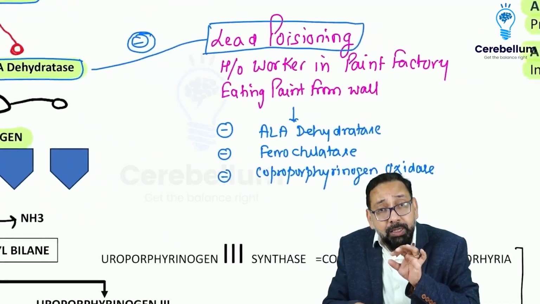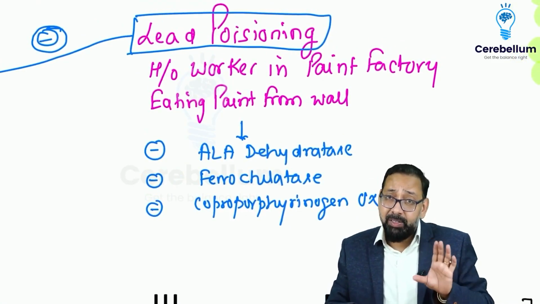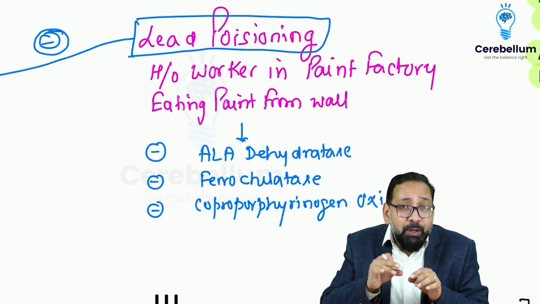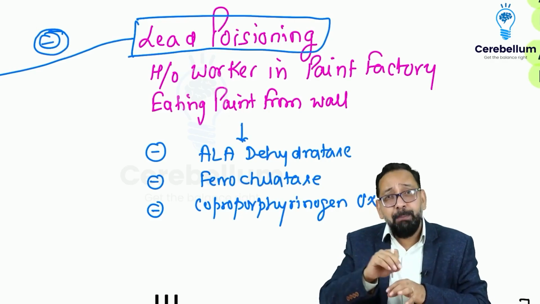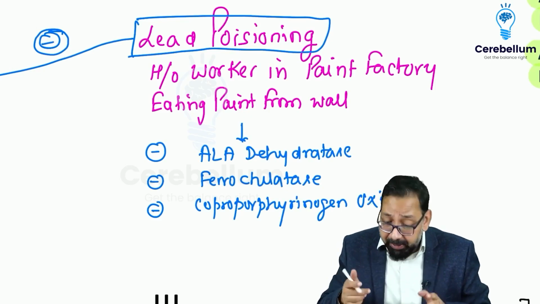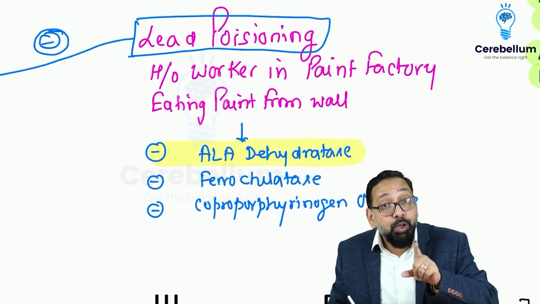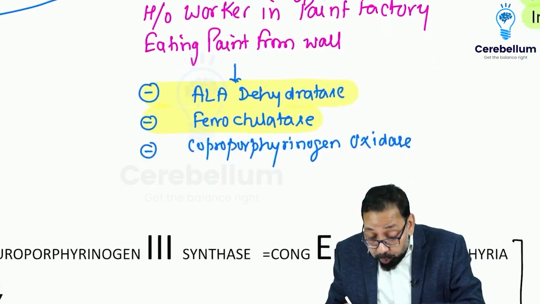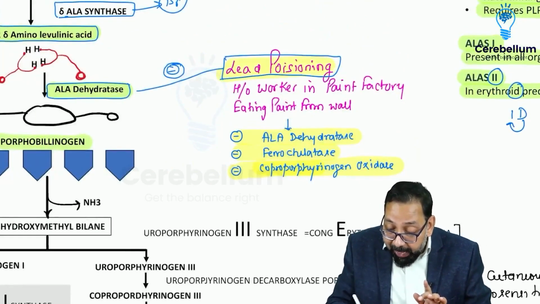In a lead poisoning clinical scenario question, you will find multiple times that a worker of a paint factory is there, or a child eating paint from the wall, or a child playing with toys and putting these toys in the mouth. These toys have paint. This type of history is suggestive of lead poisoning, and they will ask which enzyme is inhibited. Answer is ALA dehydratase first. Lead poisoning also inhibits ferrochelatase. In a recently asked question, it also inhibits coproporphyrinogen oxidase. So these are the enzymes inhibited by lead poisoning.